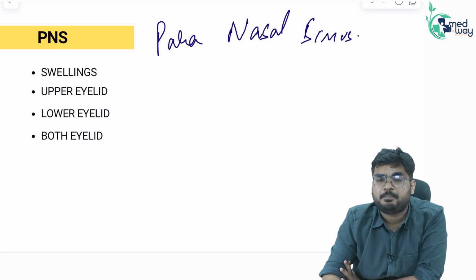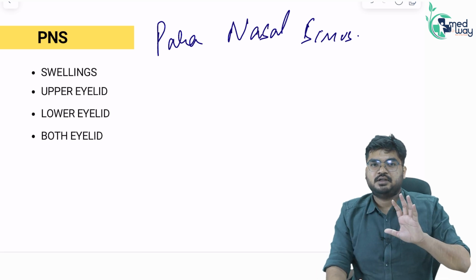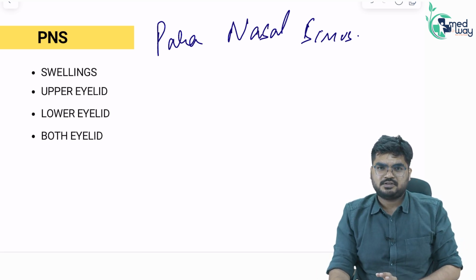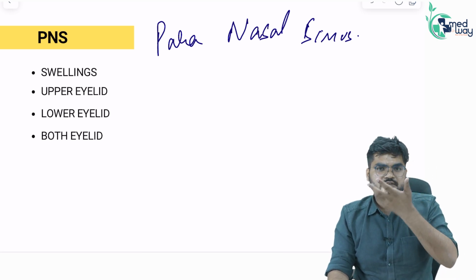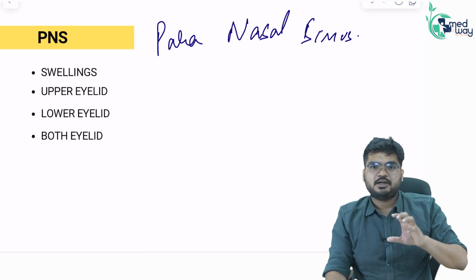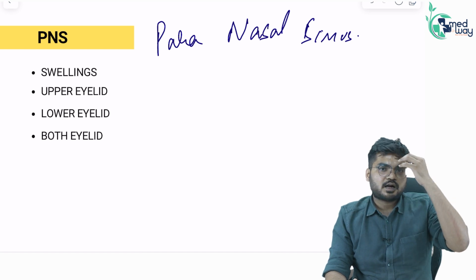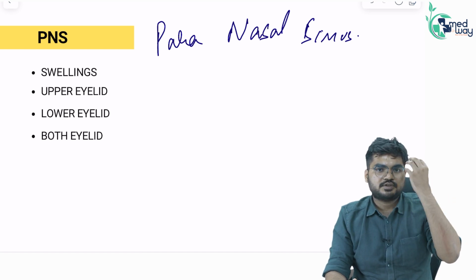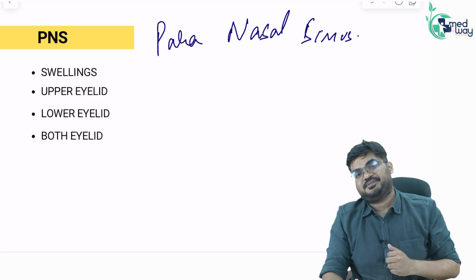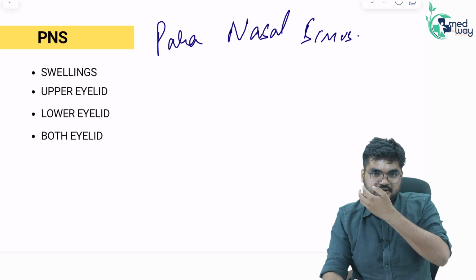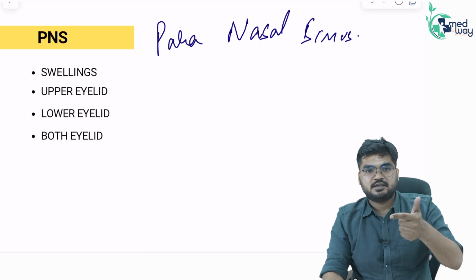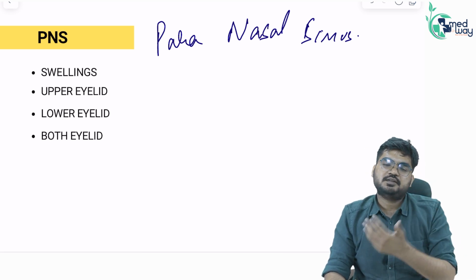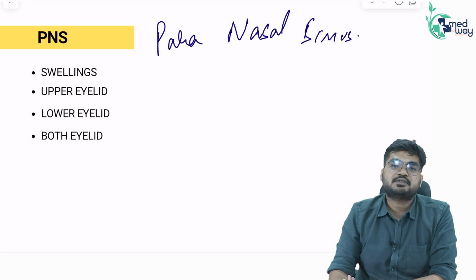If I talk about paranasal sinus, why was this name given? See, sinus means an air-filled space. Nasal means the nasal part, nasal cavities, and para means a little bit away. Air-filled spaces around or a little bit away from the nose are basically the paranasal sinuses. I hope this is clear.